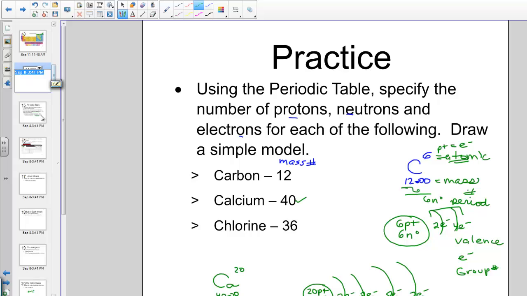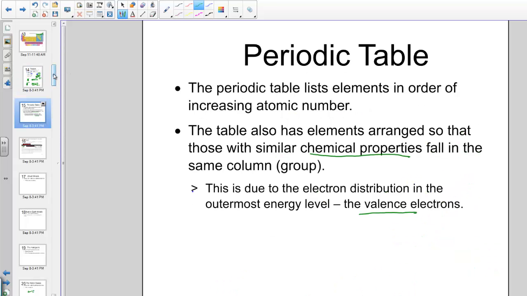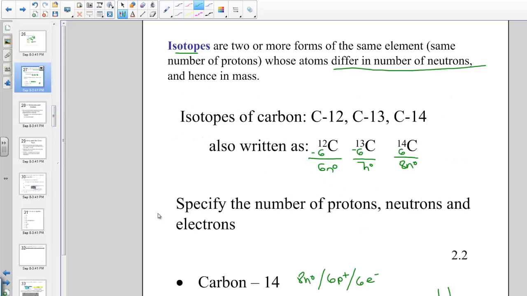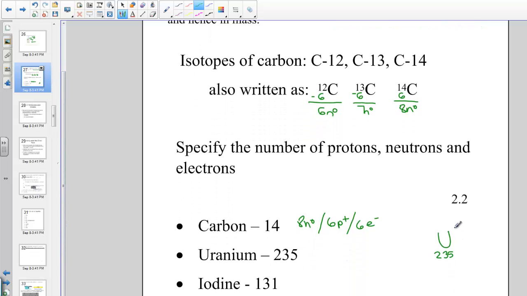So as I come down here and want to find where we left off, uranium with its number 92 tells me protons and electrons. We'll put 92 positive protons, 92 negative electrons, and I'm going to need to subtract to find the neutrons. Looks like 143 neutral neutrons.